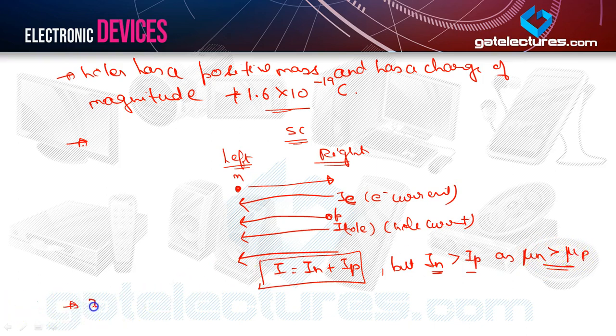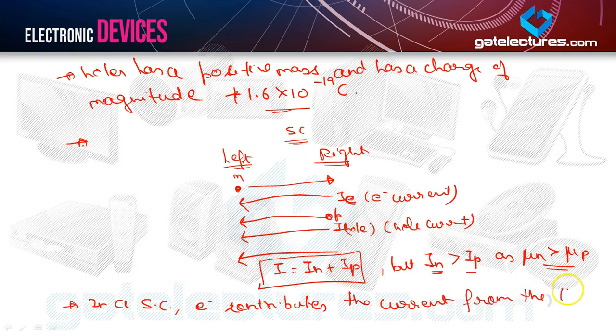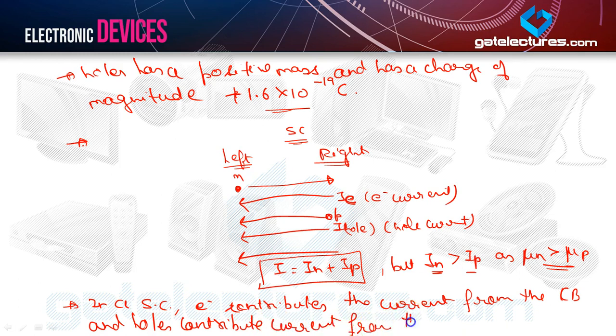Okay. In a semiconductor, electron contributes the current from the conduction band, and holes contribute current from the valence band. So total current is sum of electron current and hole current. So total current is basically the sum of electron current and hole current.